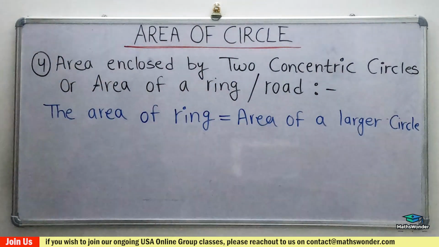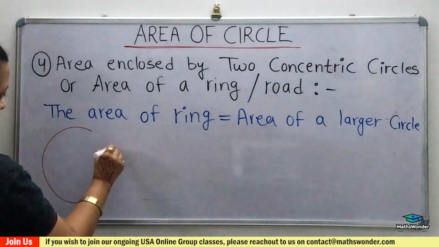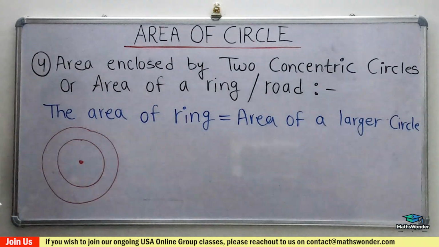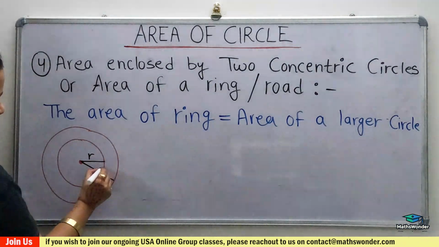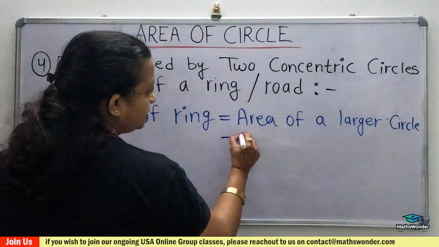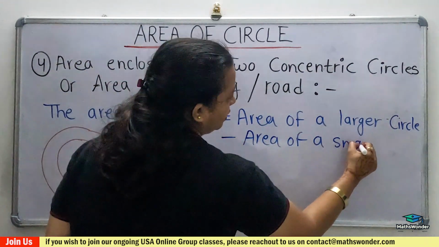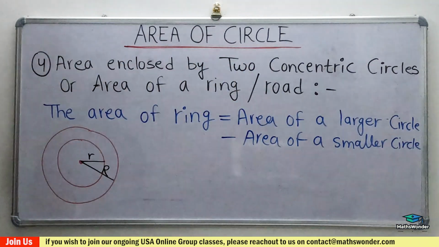No, yeah, no. See, concentric circle is, let me explain again. This is the larger circle. This is the smaller circle. Center is same. But of course, radius will change, na? So the smaller radius is kept small r, and for the larger circle is capital R. We can take it for better understanding. Okay. So area of the larger circle minus area of the smaller circle, so you will get the area of the road or area of the ring.